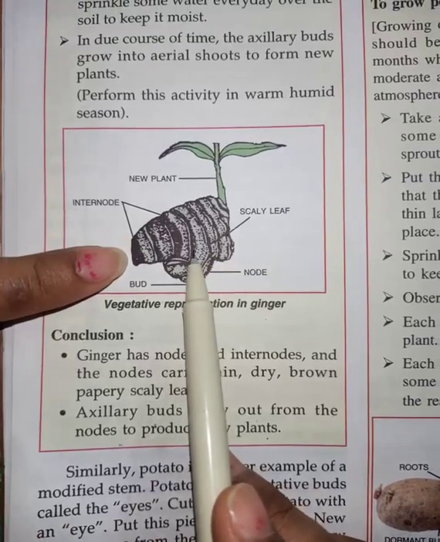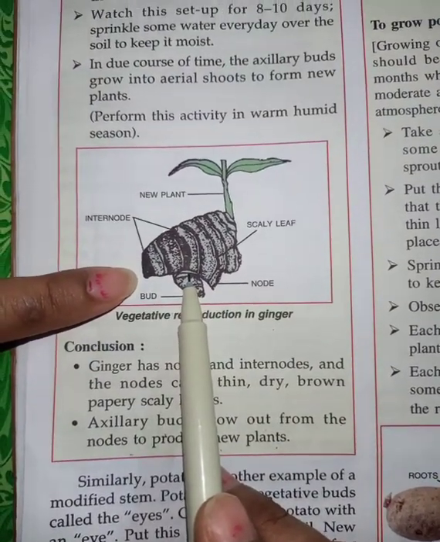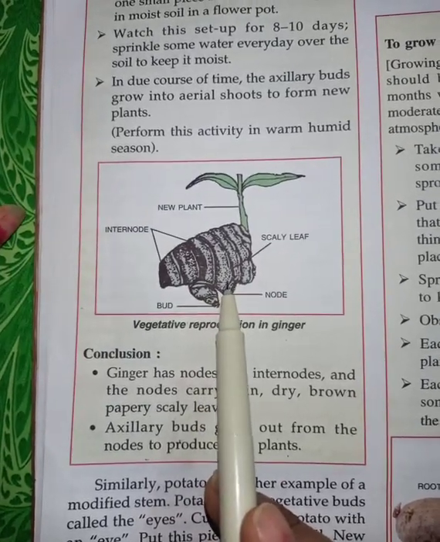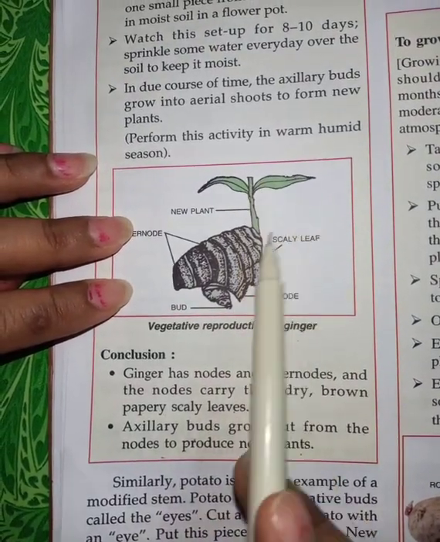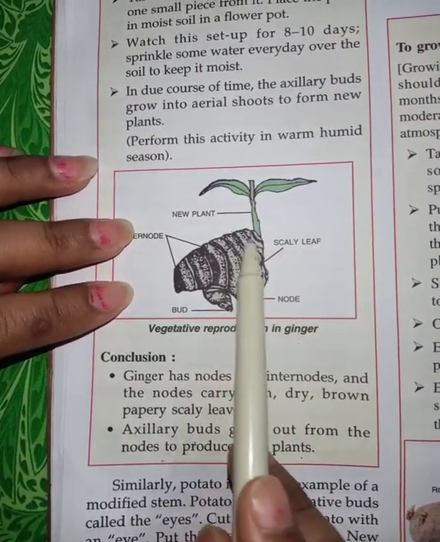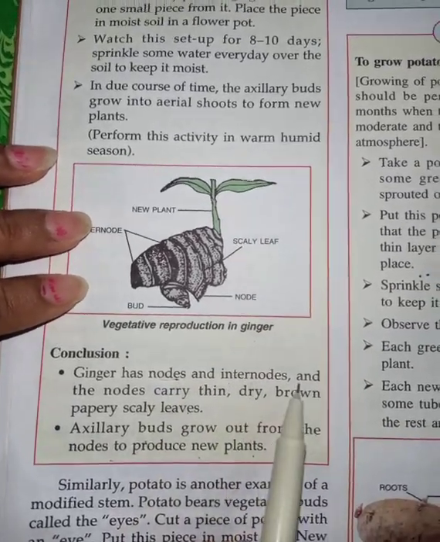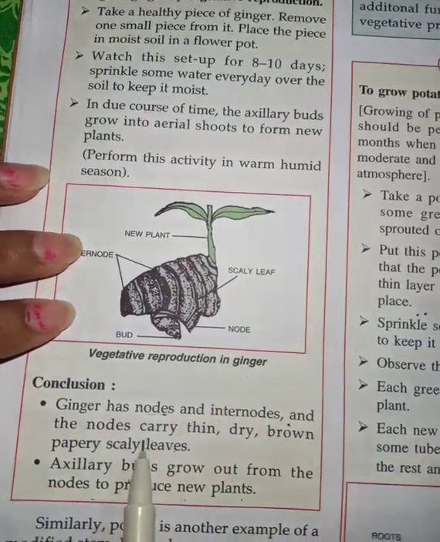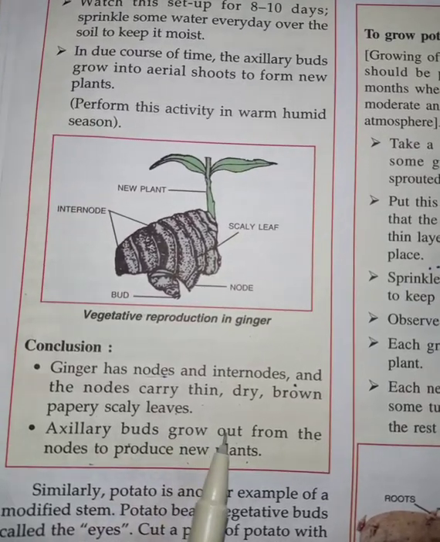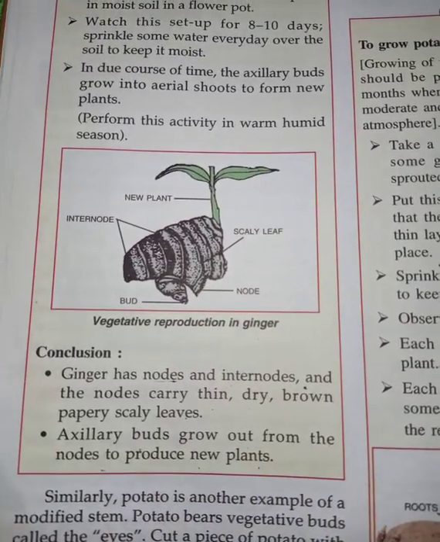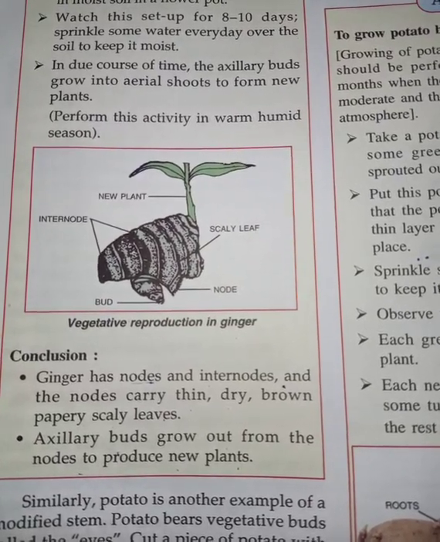Now when the farmer puts the ginger inside the soil, after sprinkling water for 8 to 10 days, a small new plant arises from these axillary scales. So ginger contains nodes and internodes, and these nodes carry thin brown papery scaly leaves. So they are able to form a new baby plant. That is propagation by stem.